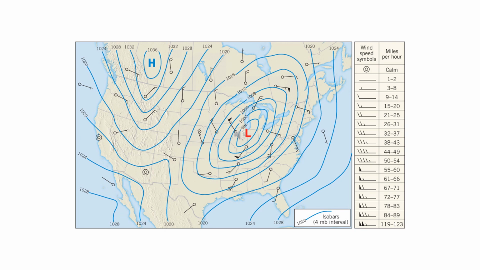Here we see a picture that shows some different symbols. With it, we see the wind speed symbols as well as how fast those winds are going. And it also gives us a little key in regards to the isobars that we'll talk about. But what this tells us is which way the wind is blowing and why that direction is happening.